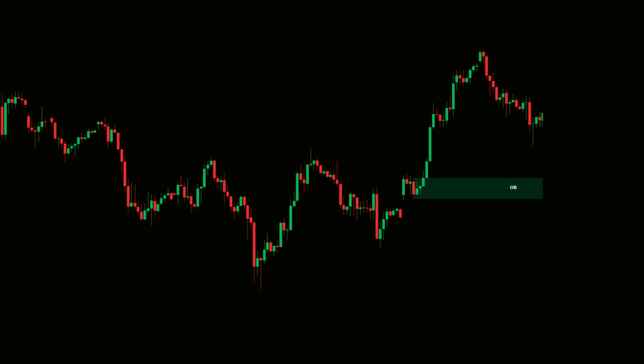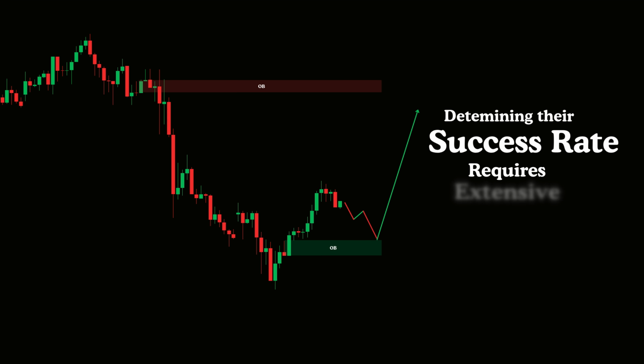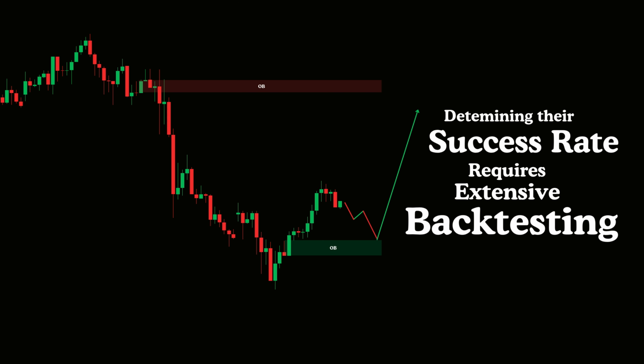The highlighted zones are known as POIs, points of interest, specific price areas on a chart where market reactions are likely to take place. So, essentially, when price revisits these order blocks, we anticipate a potential rejection and prepare to take a trade. The indicator applies a distinctive approach to detecting order blocks, showcasing only those validated by market structure and trading volume. However, determining their success rate would require thorough backtesting. Additionally, we still need to identify the exact entry trigger and confirmation signals on the lower time frames.